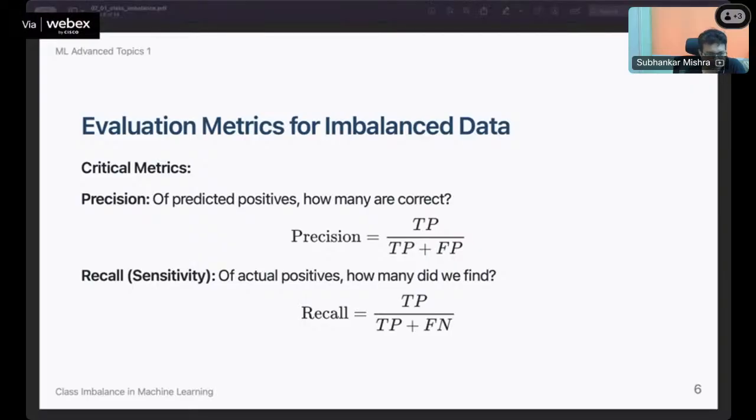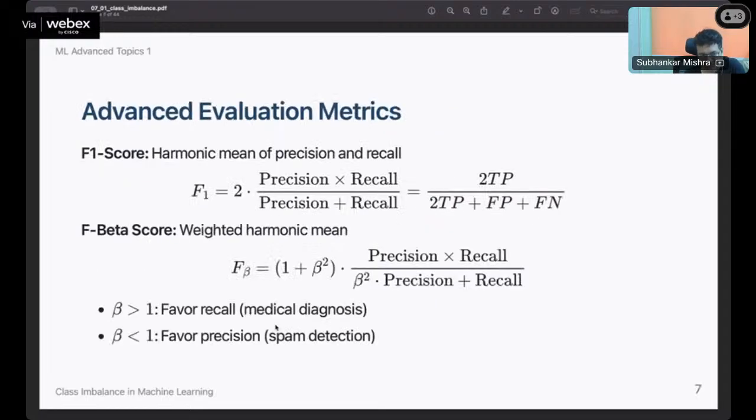So we have precision and recall, and because they have a trade-off, what we use is the F1 score. The F1 score is basically a harmonic mean of precision and recall. It balances both concerns. That means I need to have high precision and I need to have high recall. How do we do that?